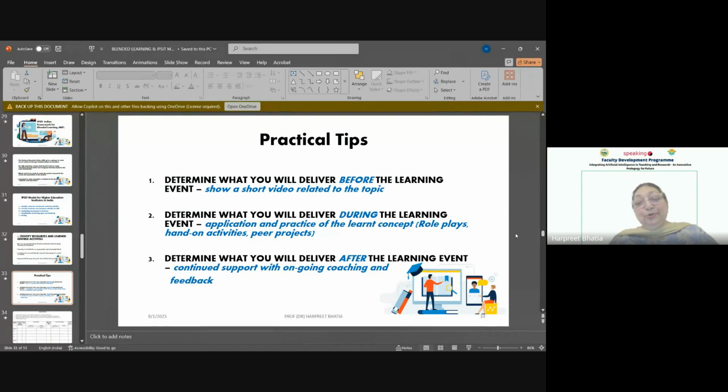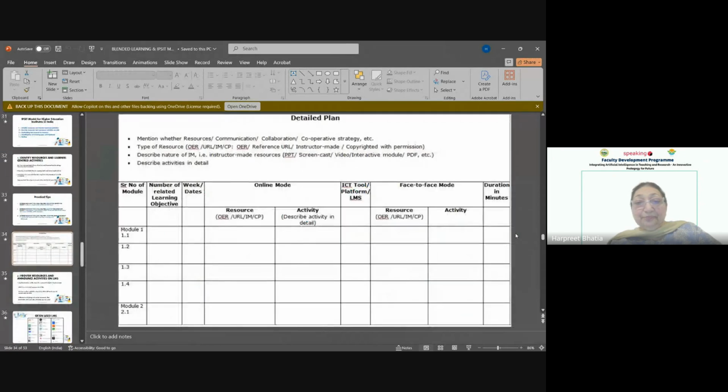What is it that you're going to do with the information that you've already sent them to read or see or understand? Then what are you going to be doing after the learning event is done? That is the continuous information and continuous support you will give to those students who have still not clearly understood the concept, and those who come back to you with questions. So you formulate a detailed plan.